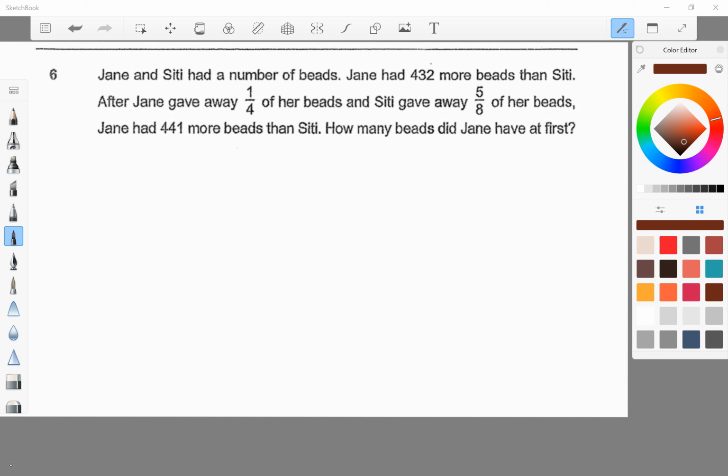Jane and Siti had a number of bits. So the number, we do not know, hence the question mark. It is mentioned that Jane had 432 more bits compared to Siti. And after Jane gave away 1/4 of her bits, and Siti gave away 5 out of 8 of her bits, Jane had 441 more bits than Siti. And the question is asking us, how many bits did Jane have at first?